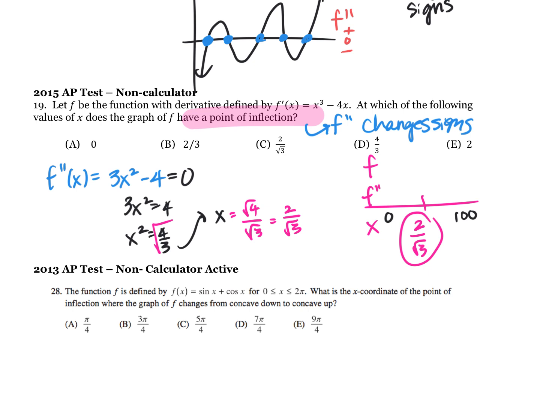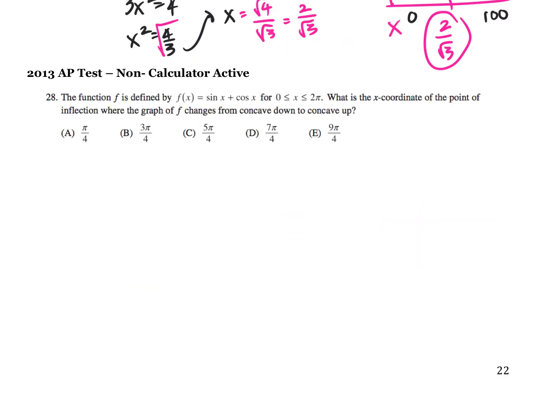We got to go plug it into our second derivative. If I plug a 0 in over here, you agree my second derivative would be negative? And if my second derivative is negative, my function's concave down. And if I plug in 100 here, 100 squared times 3, and then if I just take away 4, it's positive. And if my second derivative is positive, it's concave up. Do we have a point of inflection at 2 over root 3? Yes, because my second derivative went from negative to positive. It changed signs. Boom.